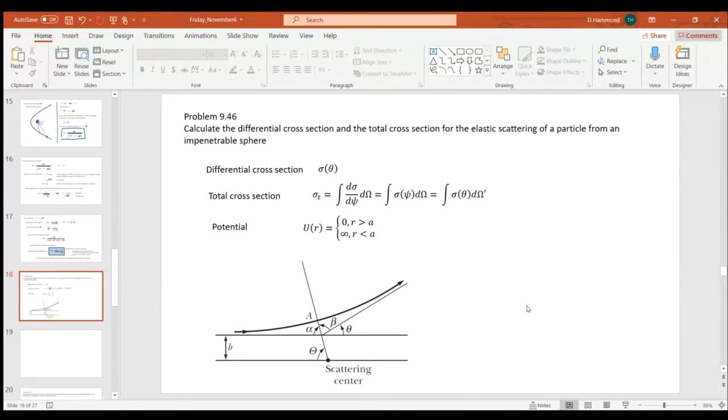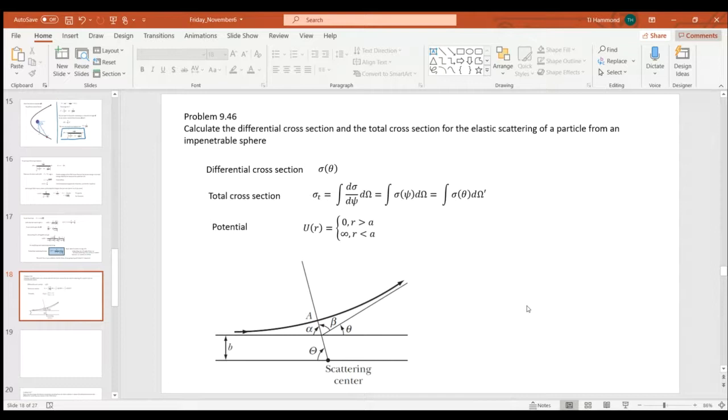Now we're going to look at problem 946. Calculate the differential cross-section and the total cross-section for the elastic scattering of a particle from an impenetrable sphere. So remember, the differential scattering cross-section is this sigma of theta, and the total cross-section is sigma, we'll use sub t, and it's integrating this differential scattering cross-section over all angles.